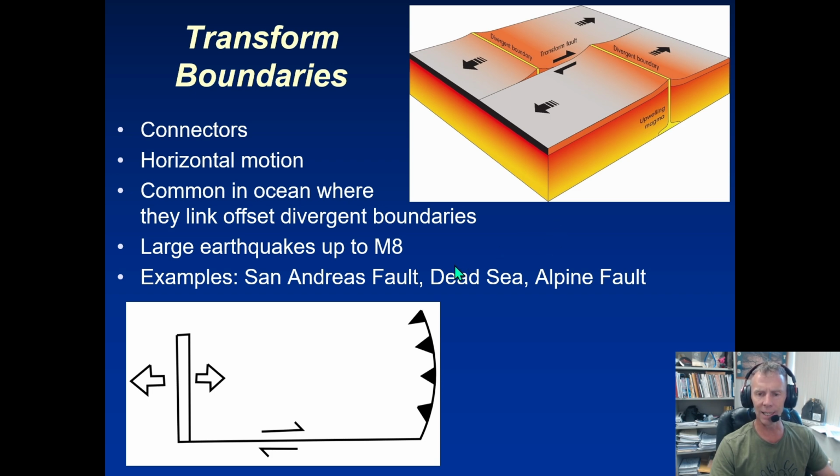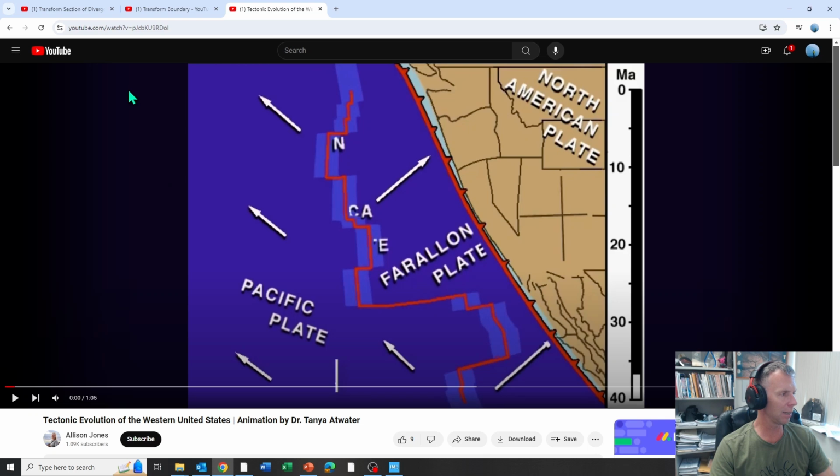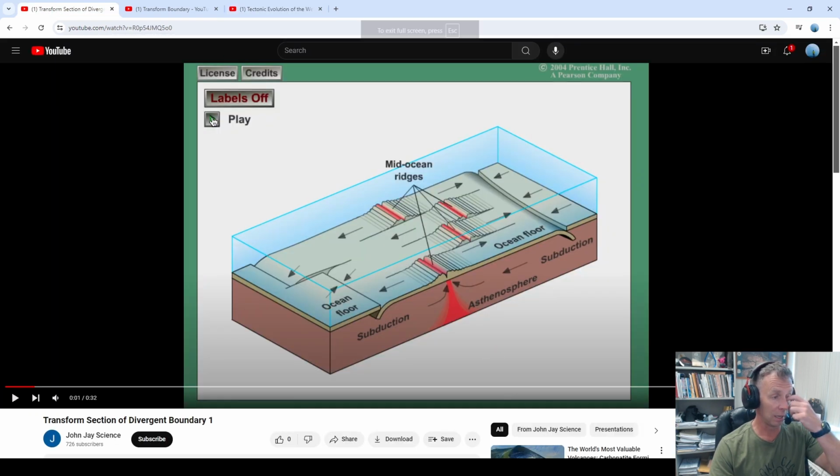The Dead Sea is another great example, and the Alpine Fault in New Zealand. And we'll hit on a couple of these with a little bit of detail. We obviously could spend a whole video deep diving each one of these, but I want to give you a little sense and a little flavor of each one. Let's jump to an animation here first that might help us understand these plate boundaries in a little bit more detail. So let's start with this one here.